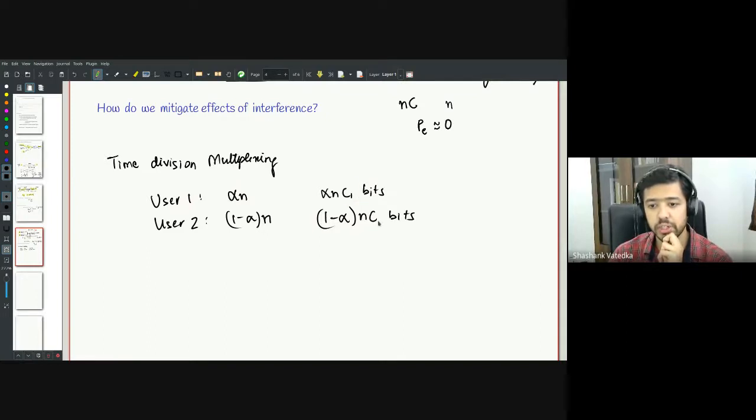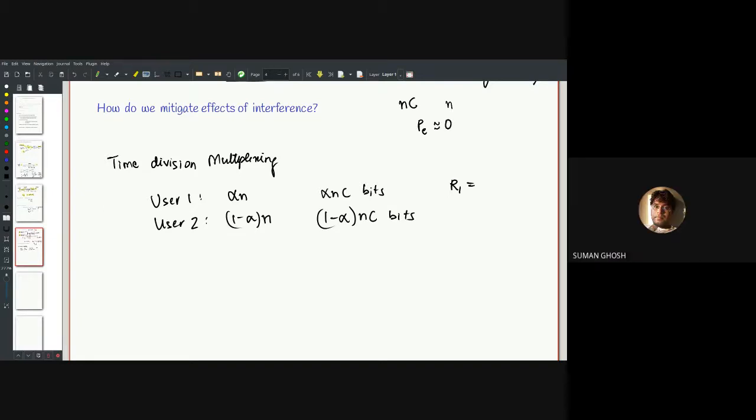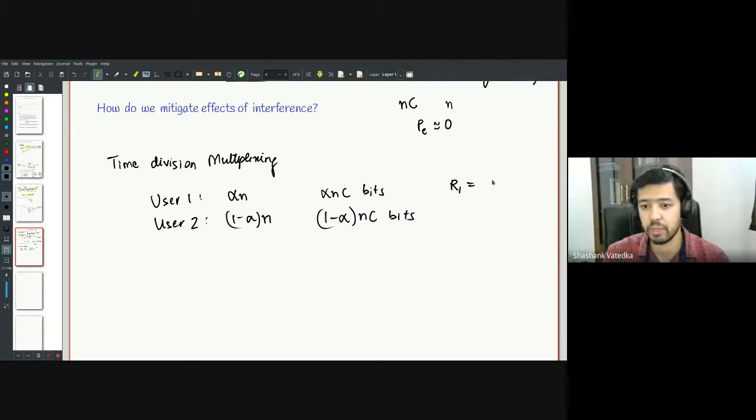So let's call this C1 and C2. Let's keep it simple. So what is the rate of communication of user one? It's k by n, so it's alpha nc by n, which is alpha c, right? And similarly, what is R2, the rate at which the second user is talking? Correct. So it's 1 minus alpha times c.